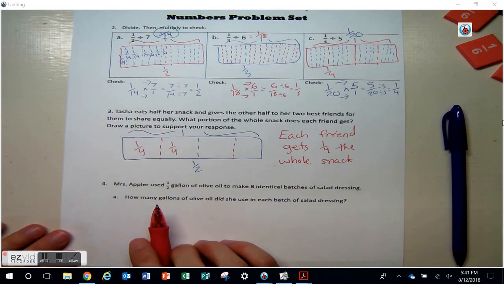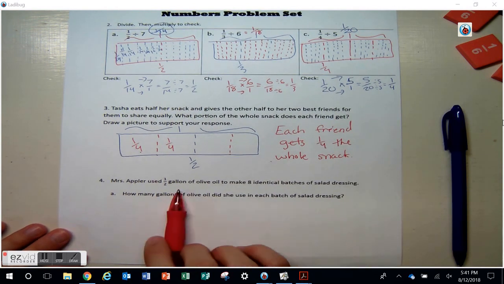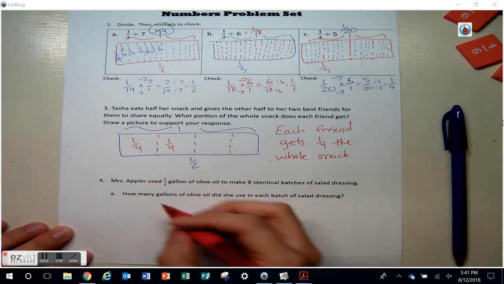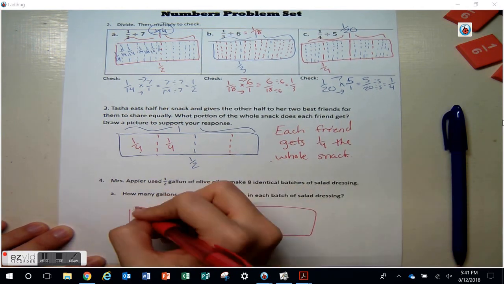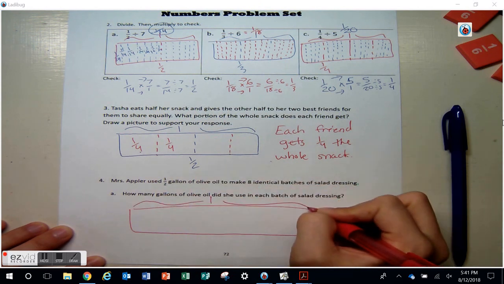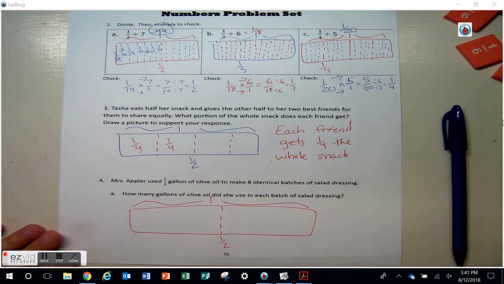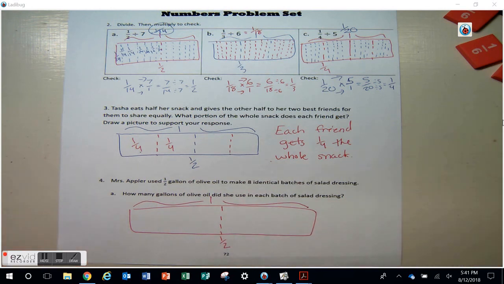Beautiful. Mrs. Ackler used half a gallon of olive oil to make 8 identical batches of salad dressing. Here's my whole gallon. Here's my half a gallon. And she wanted to make 8 identical batches. How many gallons of olive oil did she use in each batch?